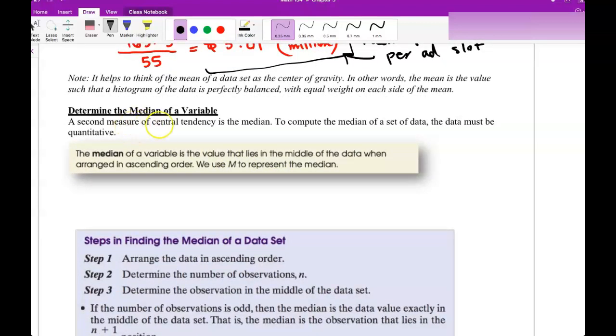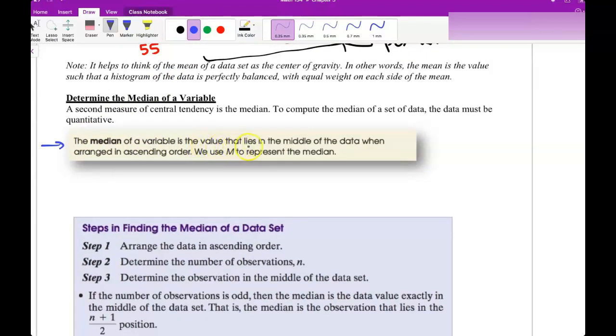Okay, next part is determine the median of a variable. On this part, we're going to work on finding median. That is, median of a variable is the value that lies in the middle of the data when arranged in ascending order. So first we should reorder them. Use M for median.